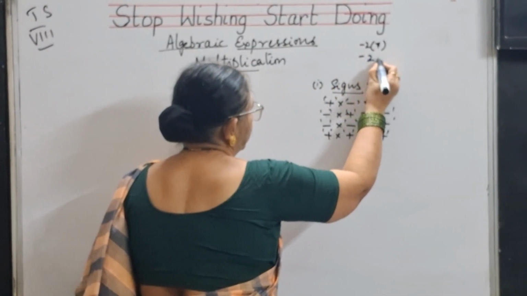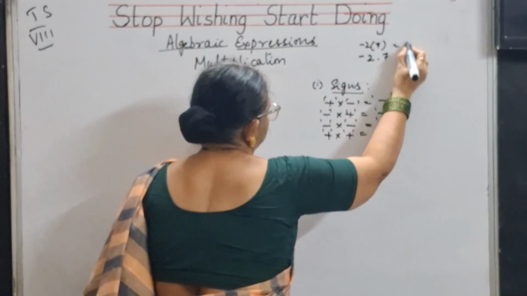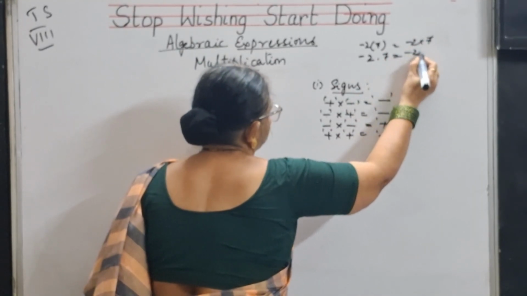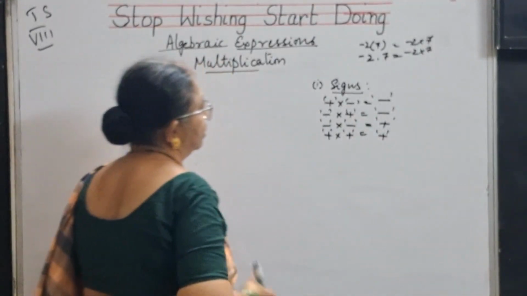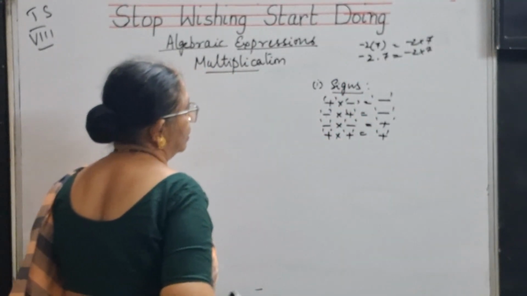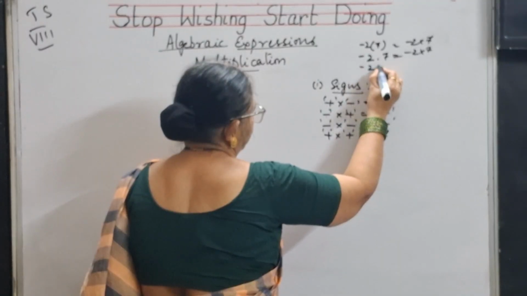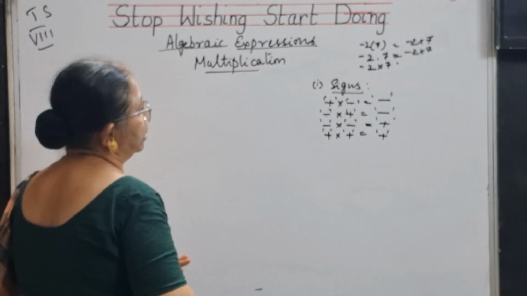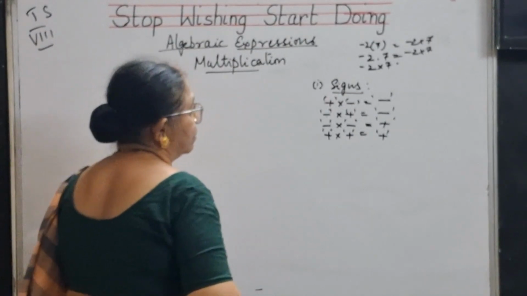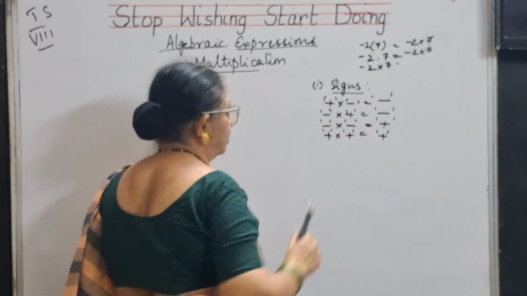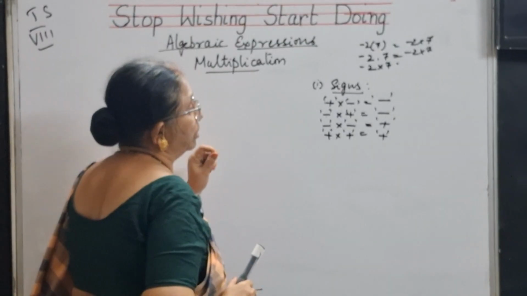Sometimes you will be getting only a dot. This means minus 2 into 7. This also means minus 2 into 7. This dot sometimes represents that. Sometimes they give you minus 2 into 7. Of course, this you know easily, that is the multiplication sign. But sometimes they don't give a multiplication sign, they give this bracket. This bracket indicates that you need to multiply.